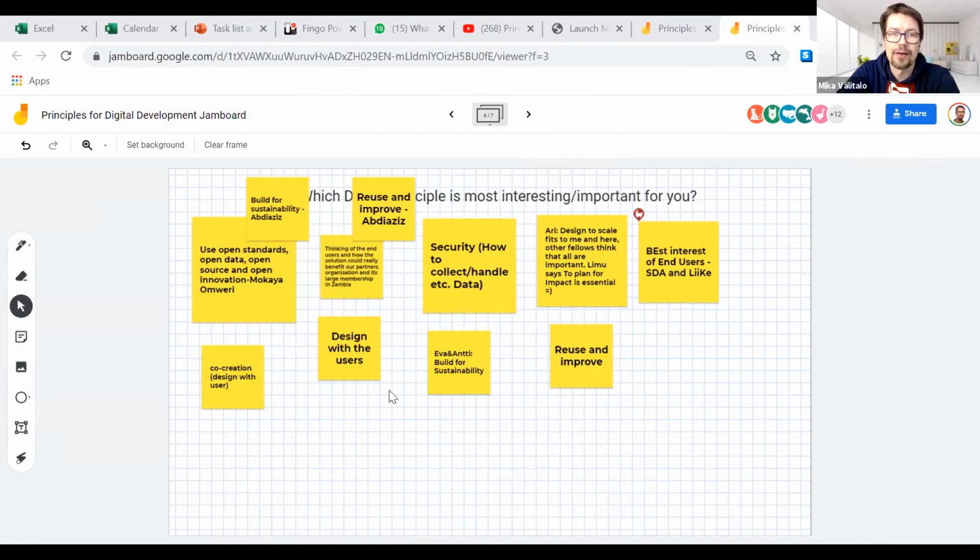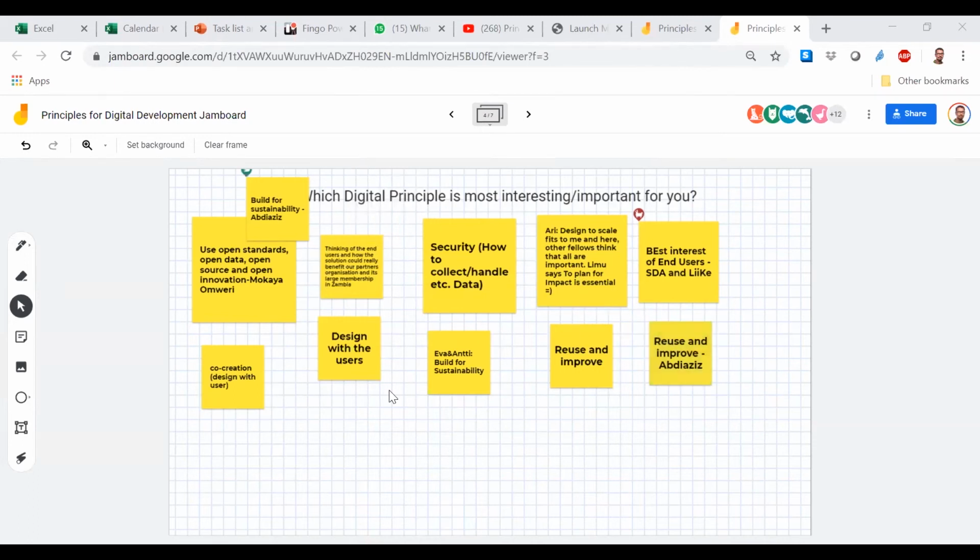Okay, good. And who else would like to? Eva and Antti, you chose Build for Sustainability. Would you like to elaborate on why you thought that was most interesting or important? It's something that we learned during our projects developing education for deaf children in Tanzania. We built a learning center with, for example, a fiber cable internet connection.